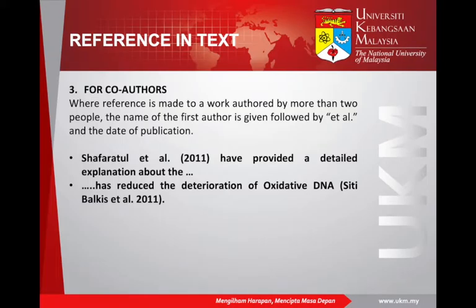So what happens if we have more than two authors in one publication? The name of the first author is given, followed by et al., and also the year of publication in bracket. For example, Shafaratul et al. (2011) have provided a detailed explanation about the ... or has reduced the deterioration of oxidation DNA (Siti Balkis et al. 2011).